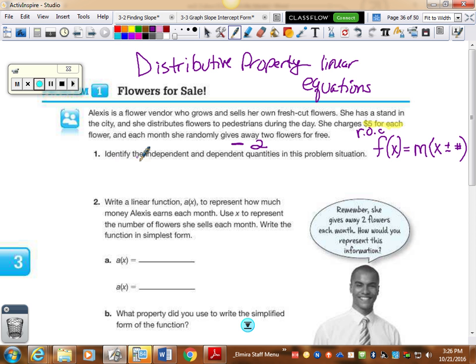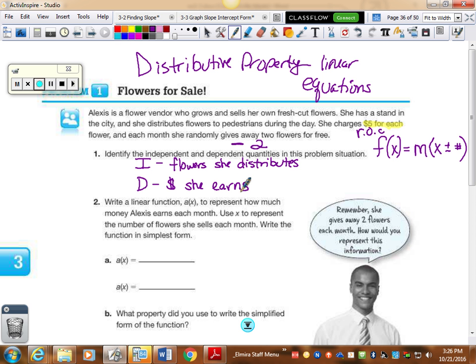Alright, the first thing says identify the independent and dependent quantities. So let's flash back to that. Independent is going to be how many flowers she sells. And actually, I'm not even going to use the word sell. I'm going to say distributes, because she doesn't sell all of them. There's 2 of them she gives away. And dependent would then be the money that she earns.